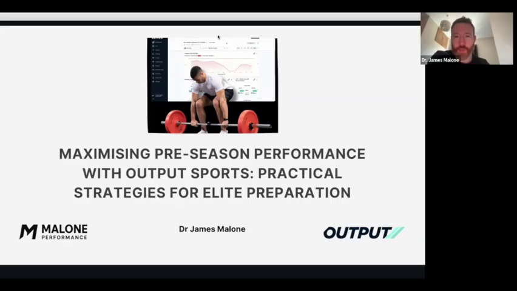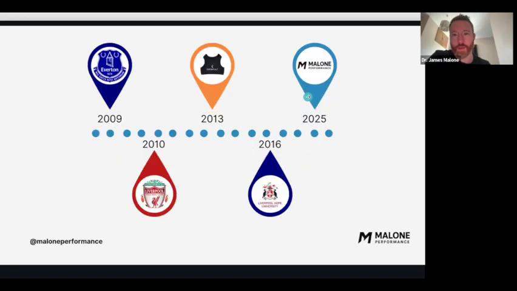I guess today is very topical in terms of the time of year for most. Maybe not everyone in the group, because I saw there's a few in America, but certainly in Europe, we're obviously in the midst of the start of pre-season. So what I thought I'd do today is present some practical strategies that you can use specifically with the Output system, and some of the metrics you can look at to hopefully track your players and deliver them safely across the preseason period.